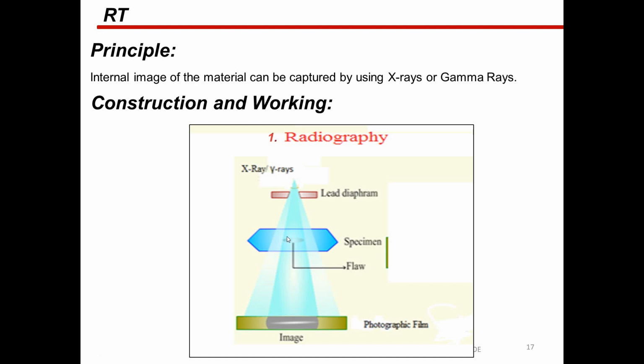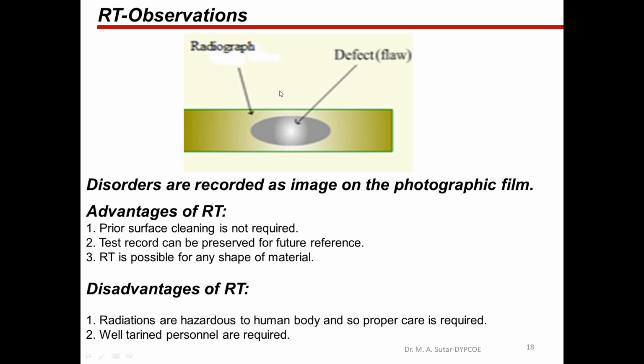Whenever there is a change in the density or whenever there is a fault inside, that fault will be recorded as an image on the photographic film. So this is something about the observed fault. This observed fault has less density, so it will be recorded as a high intensity of light and the rest of the part will be rather dark. So disorders are recorded as an image on the photographic film. That is the most important aspect of this particular radiographic testing.